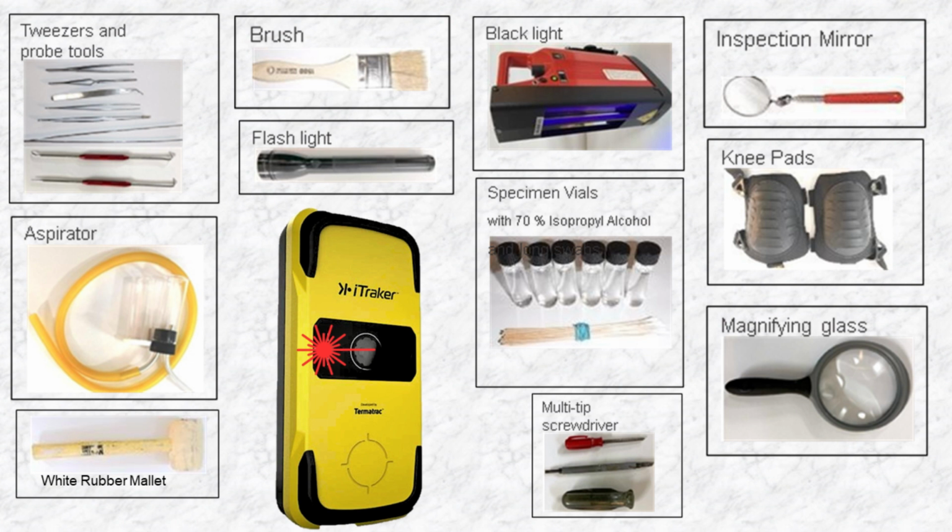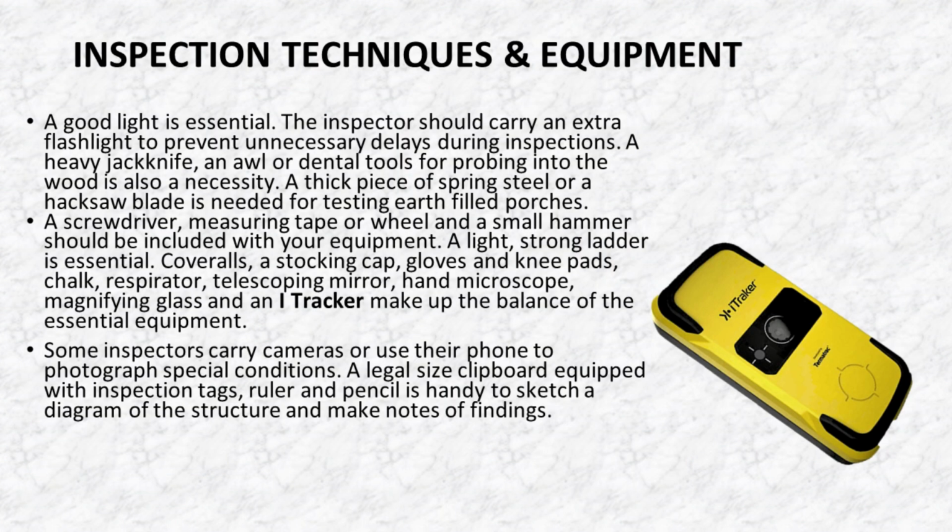Now obviously you could use things like an aspirator, a white rubber mallet. Specimen vials can be good just to collect any insects you may find. Knee pads are a good idea because they protect you when you're crawling in crawl spaces and areas like that. Screwdrivers and a magnifying glass. And of course a Termatrac eye tracker we really like, because there are a lot of functions that can help you do a great inspection.